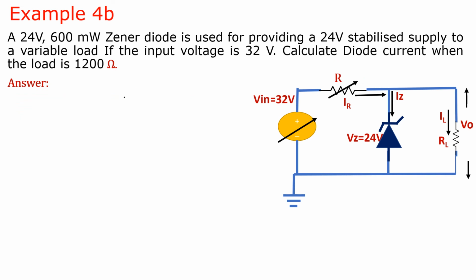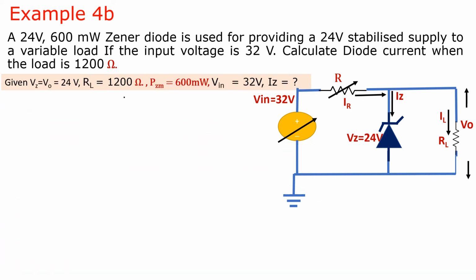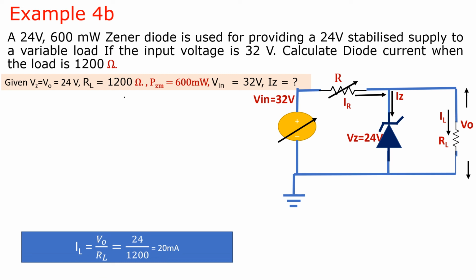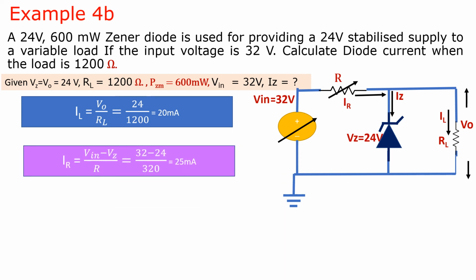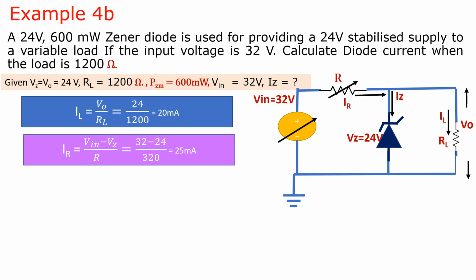Now this is the second part of the previous example, in which it is asking to calculate the diode current when load is 1200 ohm. As the load resistor is given in this case, first we will list out the given parameters and then calculate the load current from the given output voltage and the load resistor value. We will get 20 milliamps load current, and we will calculate the IR, because now the series resistor value is fixed at 320 ohm.